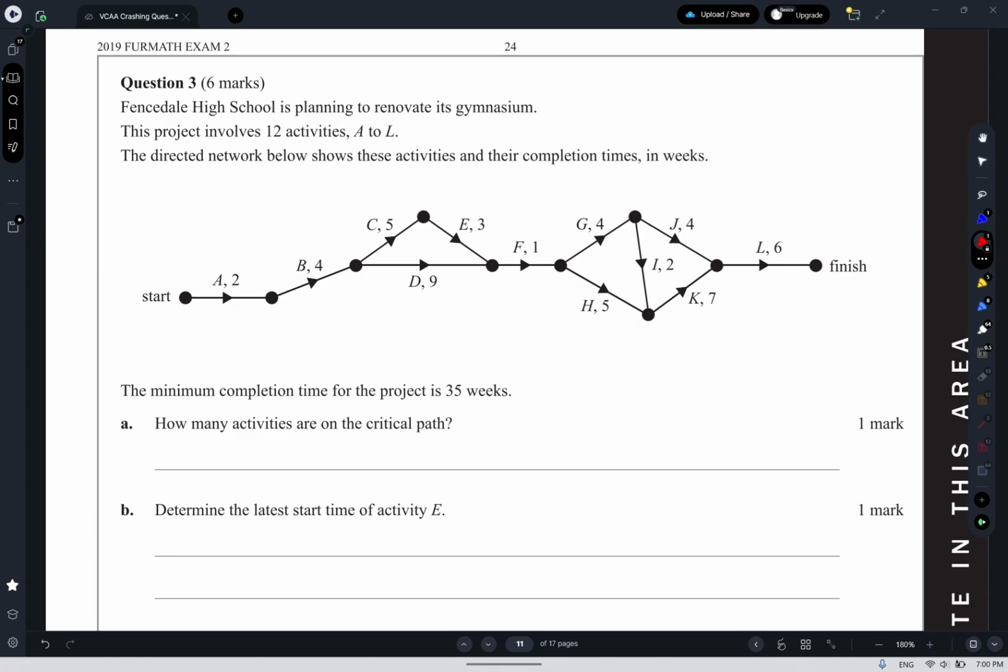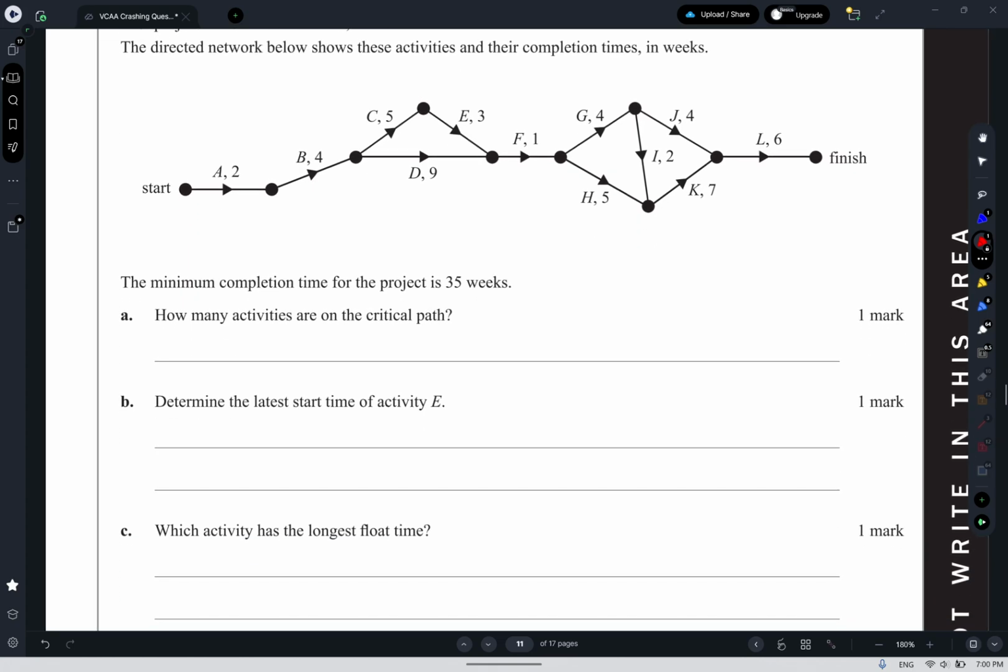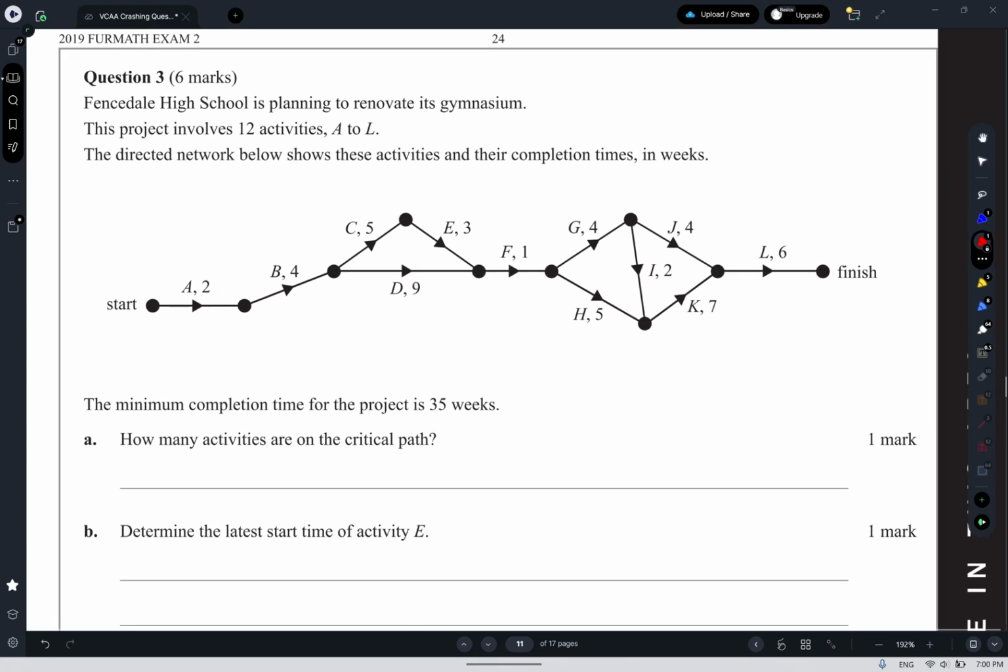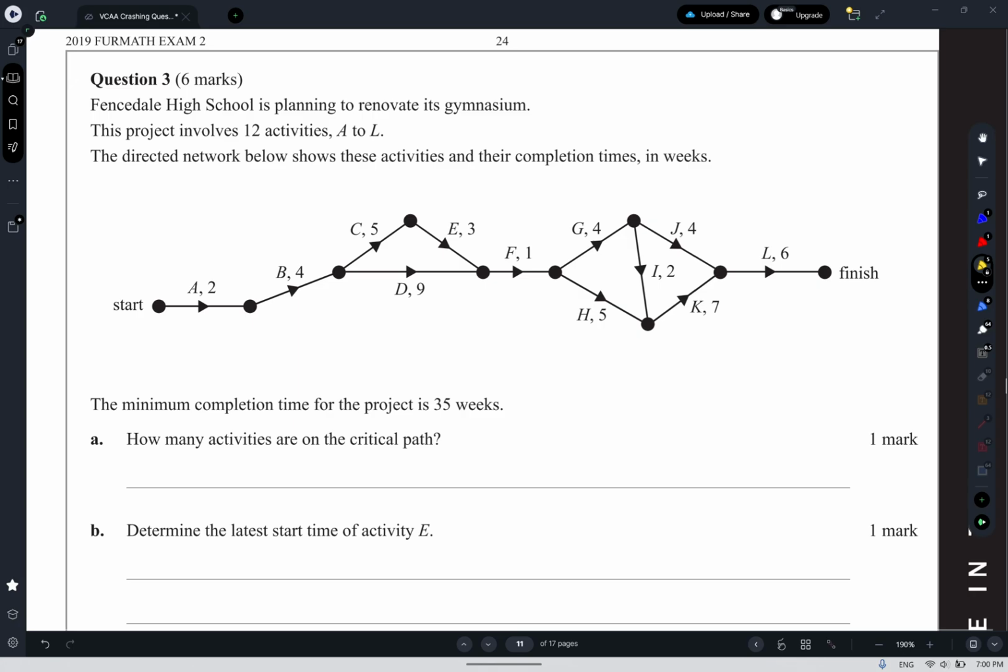Looking at this one, we've got an activity network with 12 activities, A through L, times shown in weeks. The minimum time is 35 weeks. How many activities are on the critical path? Not a bad idea, as a general rule of thumb, to just determine the critical path.